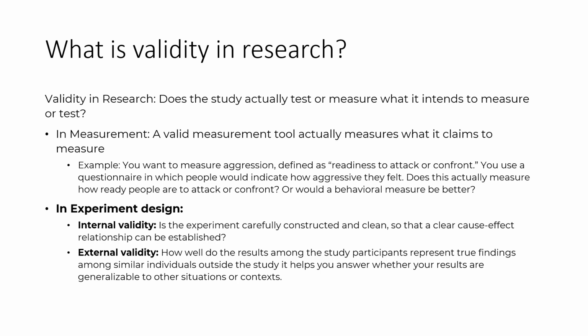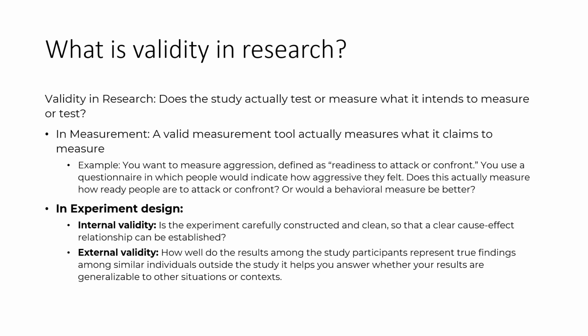So in measurement, we're always measuring something. In experiments or correlations, any kind of quantitative research, we're measuring something. And so a valid measurement tool actually measures what it claims to measure. So for example, if you want to measure aggression, you're interested in some factor that you think impacts aggression, but in order to demonstrate this, you have to be able to measure it. And aggression is defined as readiness to attack or confront. So someone is feeling fired up, they're ready to just challenge something.